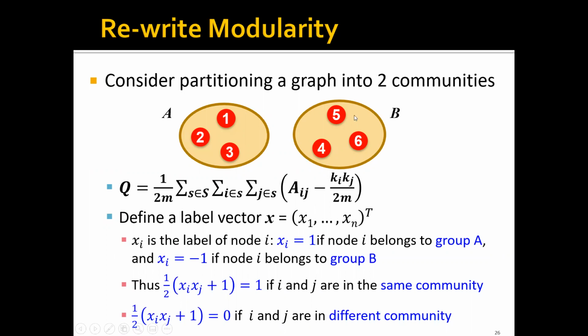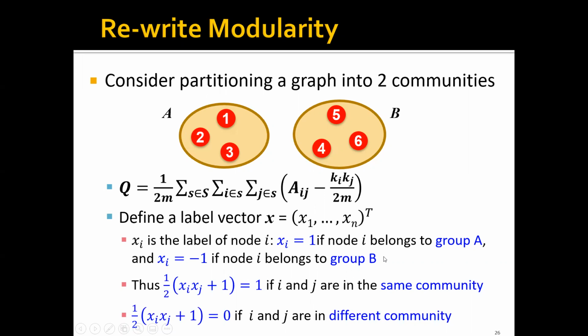Let's consider partitioning a graph into two communities. For example, we might partition a graph of six nodes into these two communities. And remember that we can compute the modularity using these equations, right? And we can define a label vector x, which has n elements. So n here is the number of nodes in the graph, and xi is the label of node i. This means that xi equals one if node i belongs to group A, and xi equals minus one if node i belongs to group B.